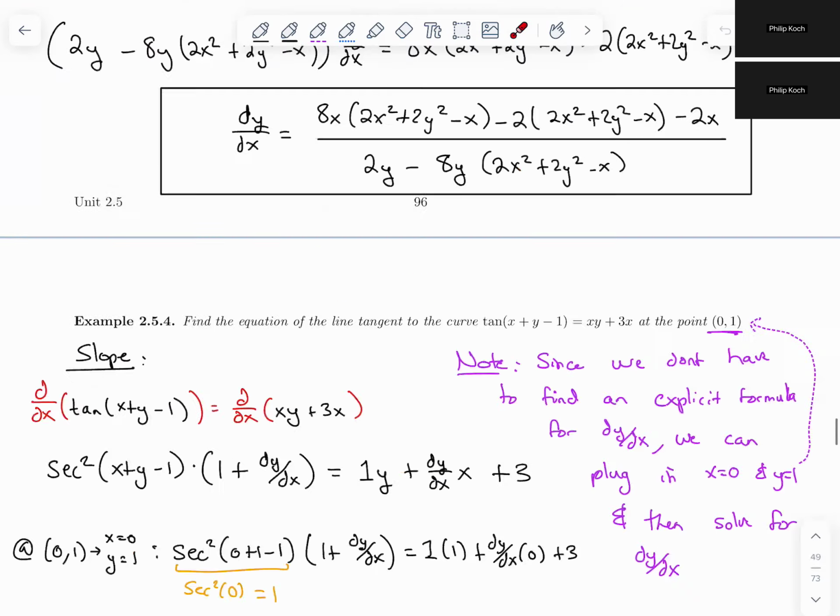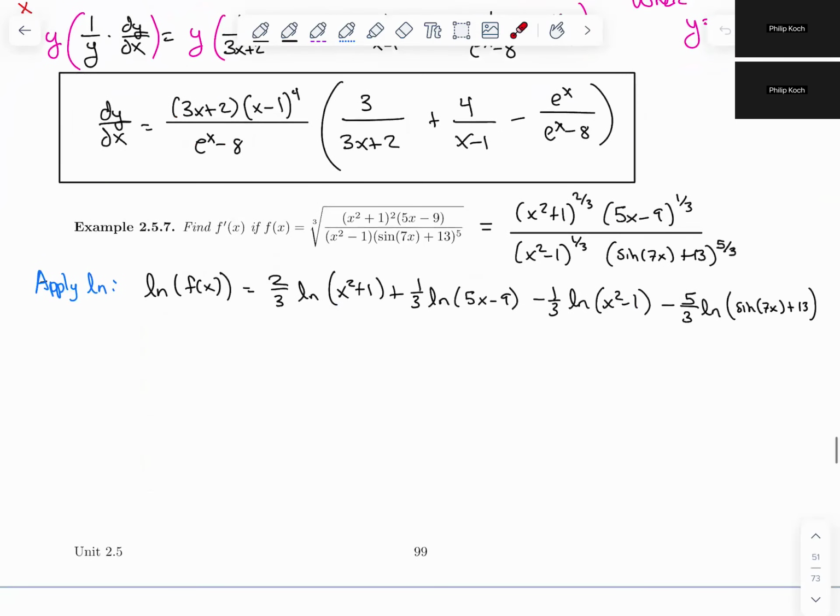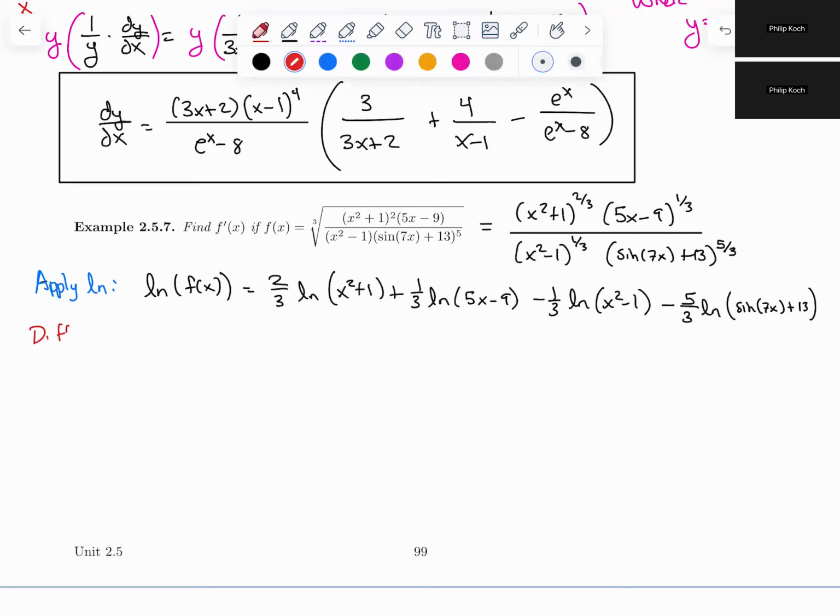The reason why that was useful for logarithmic differentiation is that if I apply the logarithms, then the left-hand side is not going to require a chain rule because it's going to be a function of x. So remember, the key thing is that everything in the numerator gets added, everything in the denominator gets subtracted when you expand out a logarithm. Now what I'm going to do is differentiate with respect to x. The derivative of the natural log of f of x would be 1 over f of x times f prime of x.